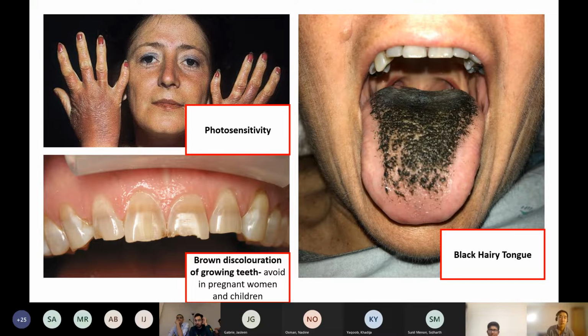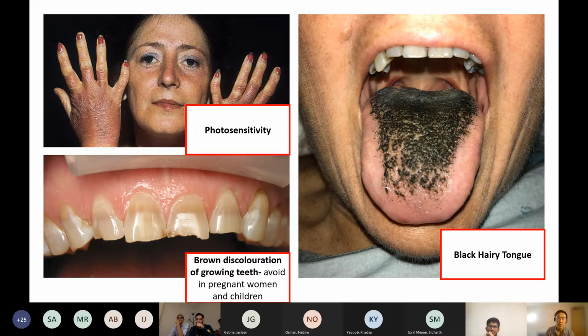Okay, we've got teeth staining from use in pregnancy. Very good, discoloration of teeth. So we avoid them in pregnant women and children with growing teeth. Good. That's an important contraindication to know. So that's the bottom left one. Black hairy tongue. Yeah, say what you see, and that is exactly what it's called. Very good. And then finally, top left.